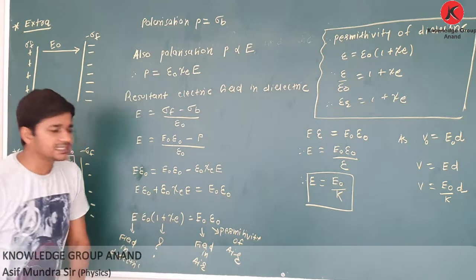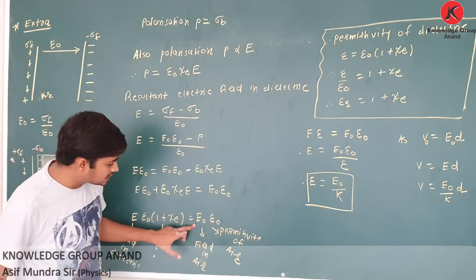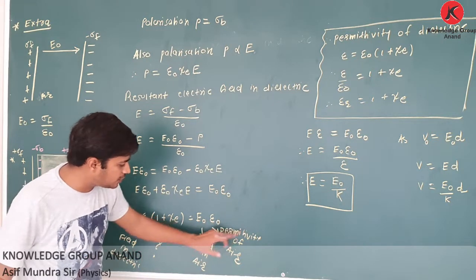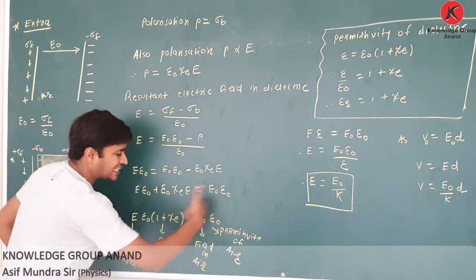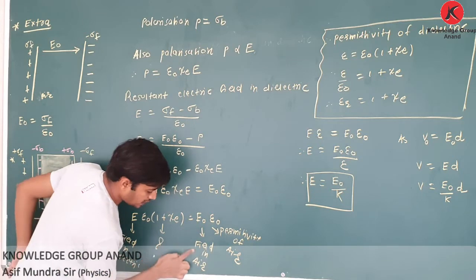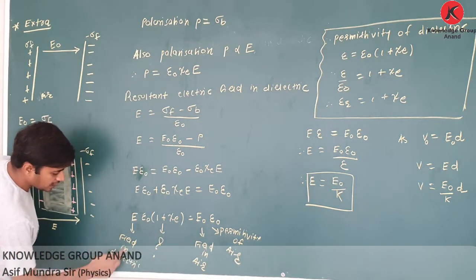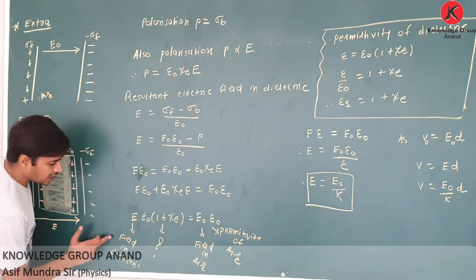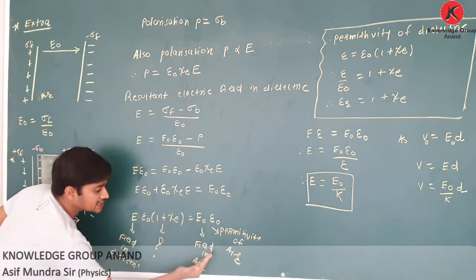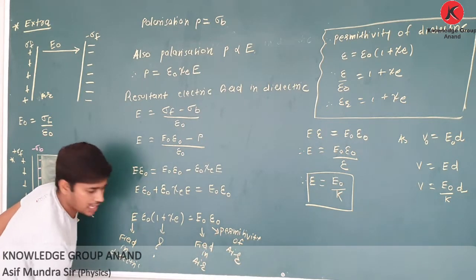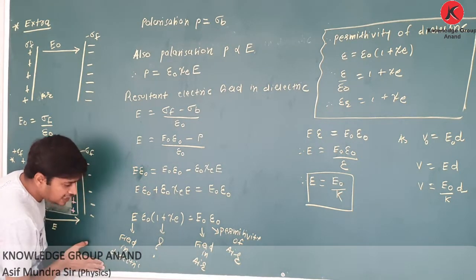Now how to understand this equation? See, what is E0? Field in air. What is epsilon 0? Permittivity of air. Clear? Right hand side clear? E0, field in air. Epsilon 0, permittivity of air. What is E? Field in dielectric. This side, the field in air is multiplied by the permittivity of air. This side is the field in dielectric.